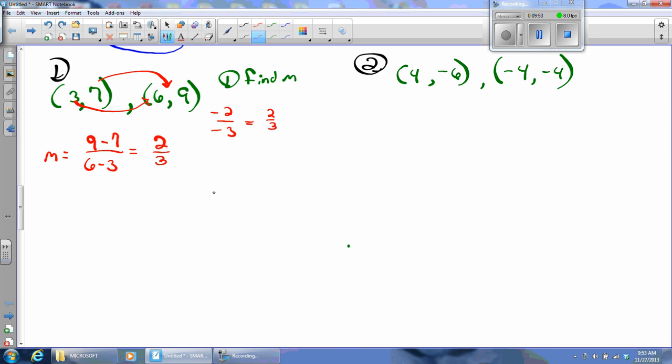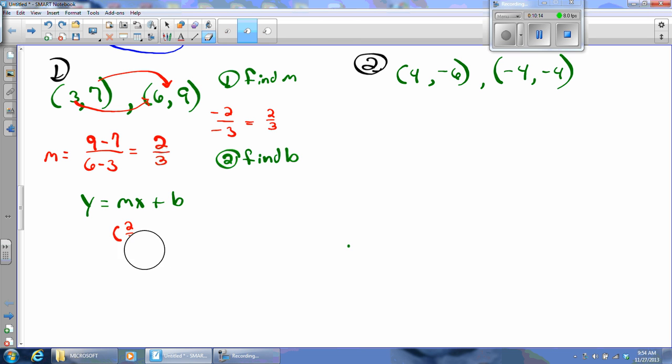All right, so we found m. Now, step 2 is we have to find b. But to find b, we're going to use the equation y equals mx plus b. We're going to fill in everything we know. Well, right now for m, we know 2/3.